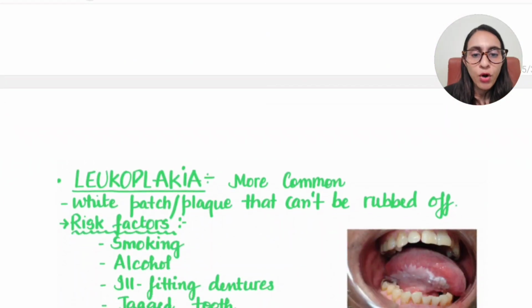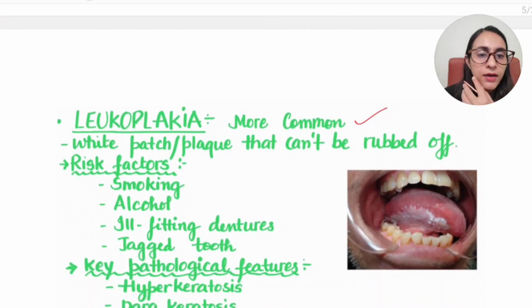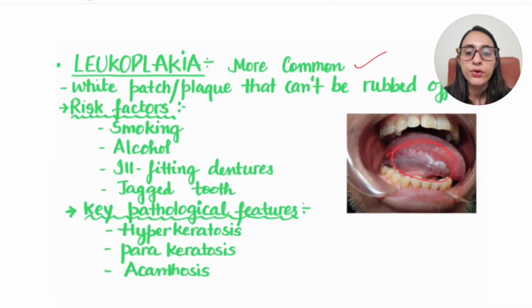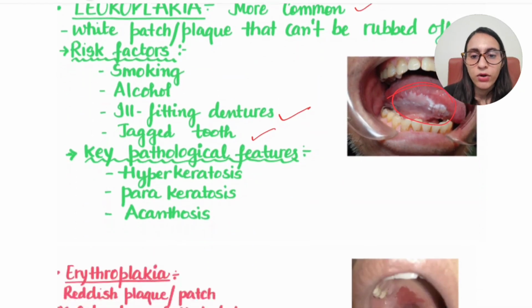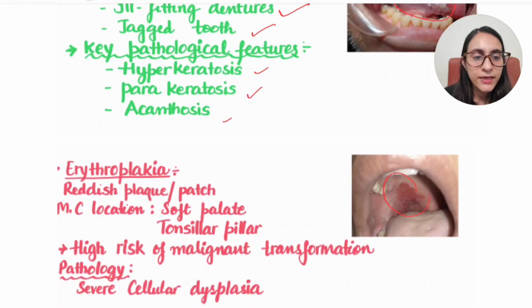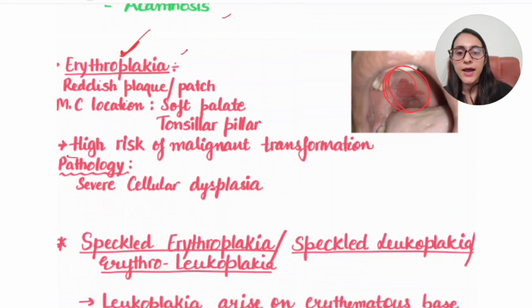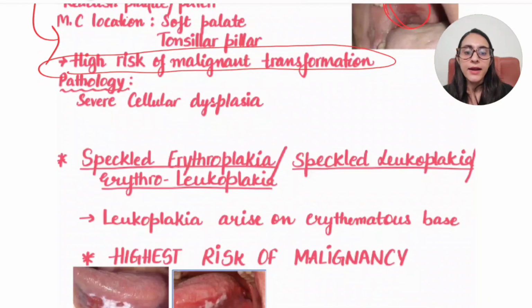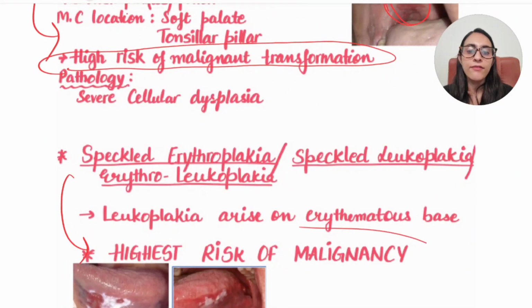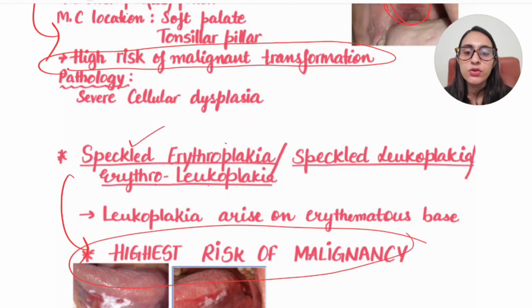Leukoplakia is more common, and is a white patch or plaque that cannot be rubbed off. This is how leukoplakia looks. The risk factors are smoking, alcohol, ill-fitting dentures, and jagged teeth. Pathological features: hyperkeratosis and parakeratosis are seen, as well as acanthosis. Erythroplakia has more chances of oral cancer, and more than that is erythroleukoplakia, the combination of both, which carries the highest risk of malignant transformation. It is also known as speckled erythroplakia or speckled leukoplakia.